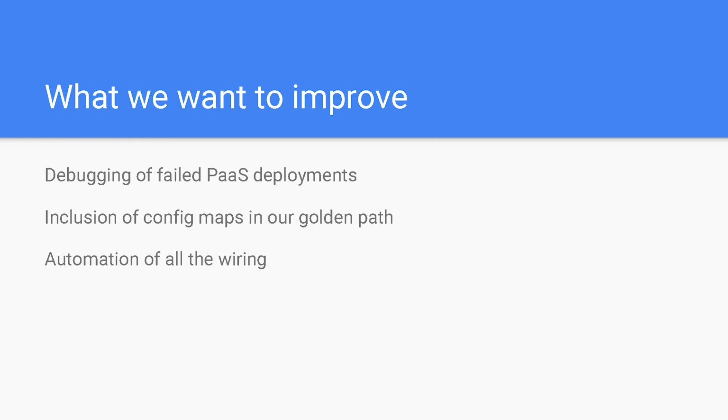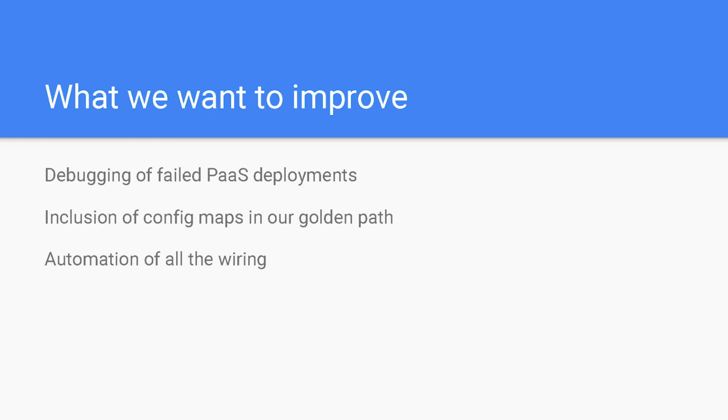We want to include config maps in our golden path. Currently, if you have a config map, you need to do some manual stuff to include it in your pipeline. You can hook in with pre-stages and inject stages with declarative pipelines, but it's very hard. You need to be a domain expert in Spinnaker to do it. We want to just make that easy for the user.